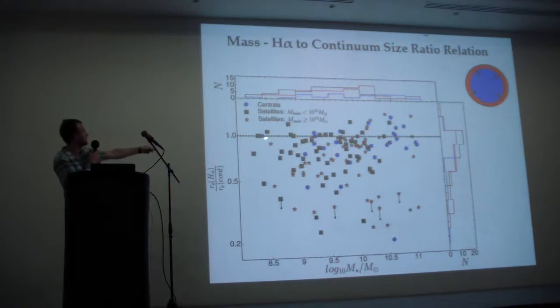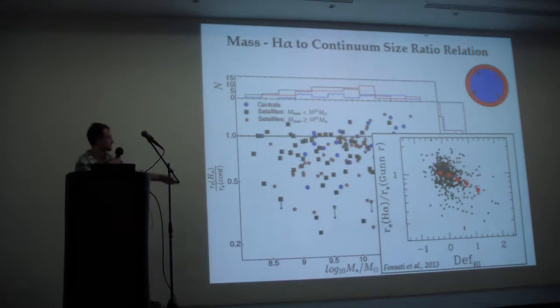The blue points are the central galaxies in these groups. The rest of these are satellites divided into two bins of halo mass at 10 to the 13. You see that most of the objects down here are satellite galaxies. The centrals tend to be pretty similar, with similar extents in H alpha as they do in their stars. So this suggests that this is an environmental effect, quenching the star formation from the outside in. So again, this sort of outside-in quenching in the low-redshift universe. This is a little bit clearer.